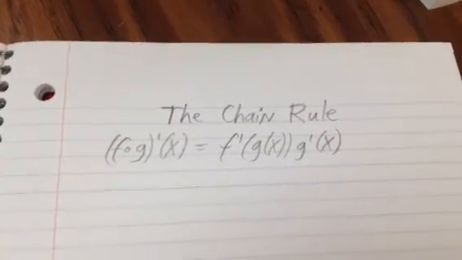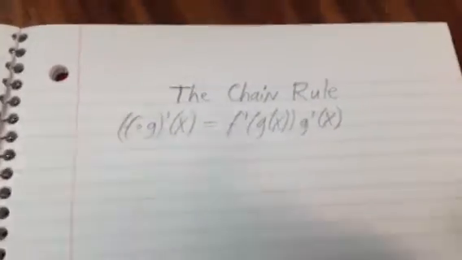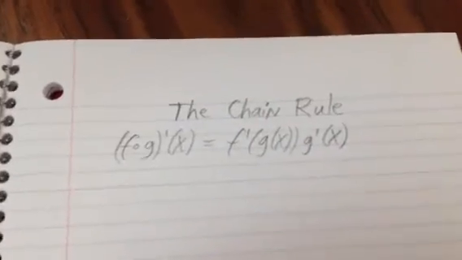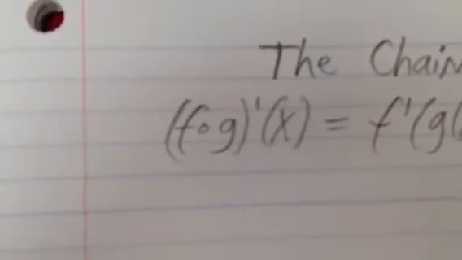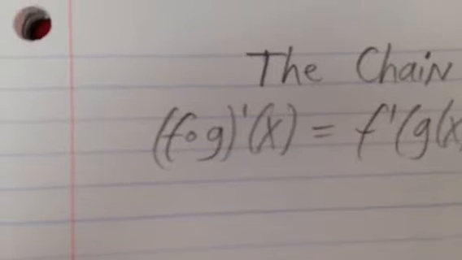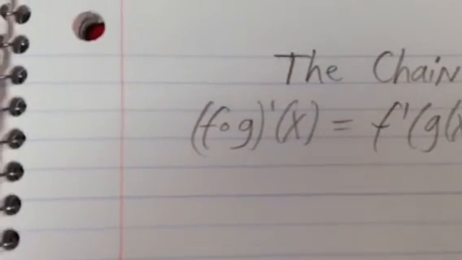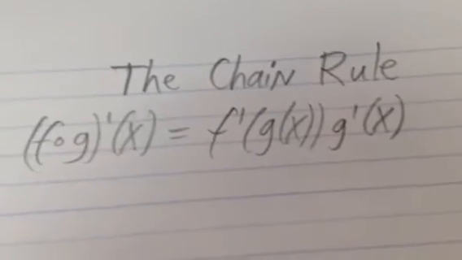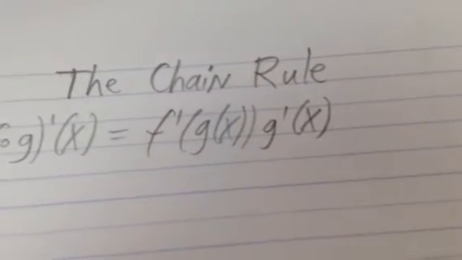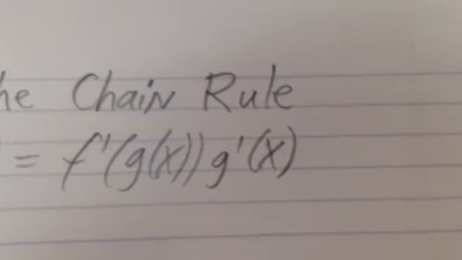Today I'm going to be explaining to you the chain rule of calculus. The theorem of the chain rule of calculus is for a composition function, f of g of x, its derivative is going to equal the derivative of the outer function, which is f prime of g of x, times the derivative of the inner function, which is g prime of x.